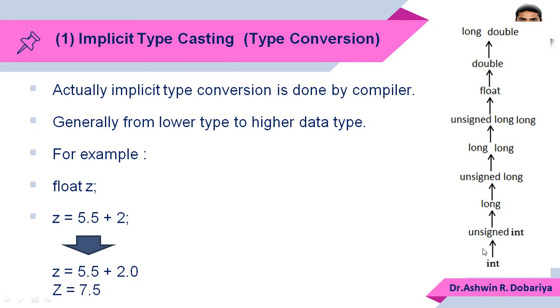The compiler always starts the conversion from integers, then unsigned integer, long, unsigned long, float, double and long double, right? And suppose one operand is an integer and the other operand is a long double, then first that integer will be converted into the long double. So this is performed automatically by the compiler. That's why it is known as implicit typecasting, and that is also known as type conversion.